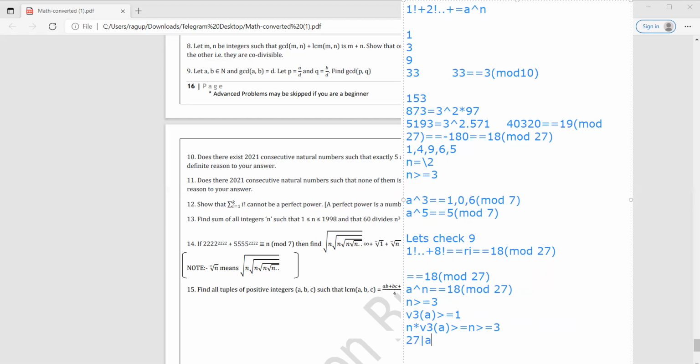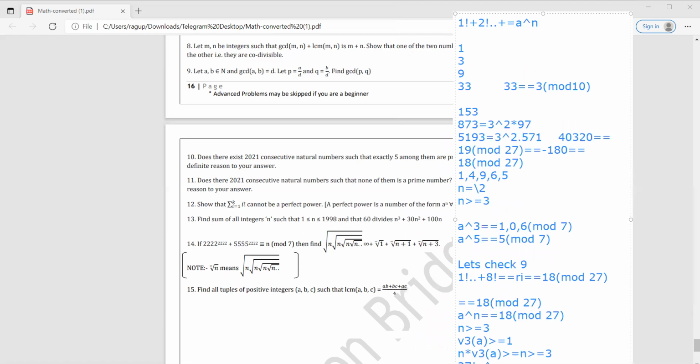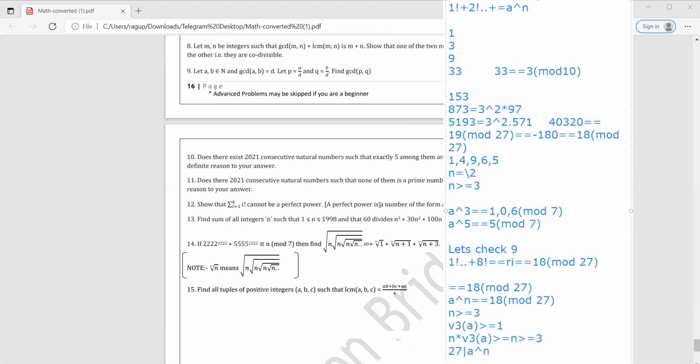But we have calculated that a raised to n is congruent to 18 mod 27. So this is a contradiction because we are getting a raised to n equal to 0 mod 27. So for n greater than or equal to 3, we have a contradiction, and for n equal to 2, we already did a contradiction. And these contradictions are for all k greater than or equal to 9. So you can check sigma 1 factorial, sigma 2 factorial, all the values up to sigma 8 factorial. They will all not be perfect powers.